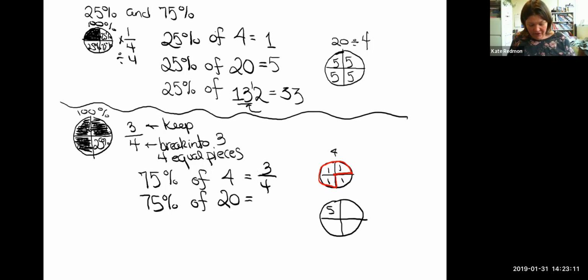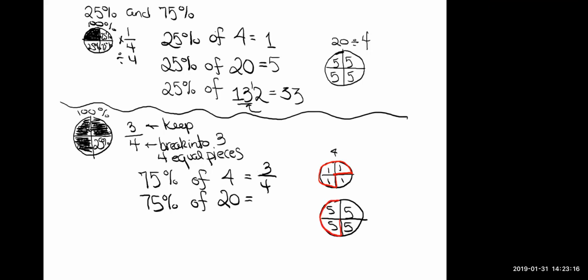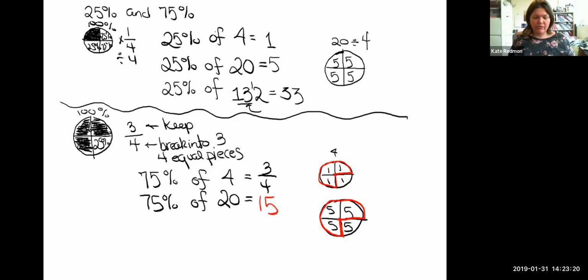I'd end up with 5, 5, and 5. And then take 3 of those pieces. 5, 10, 15. 75% of 20 would be 15.